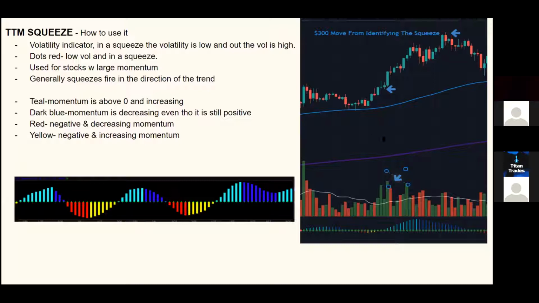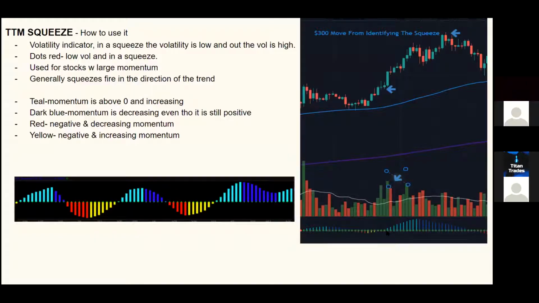So just for a quick example, this is from Bitcoin a few weeks ago. This is when it had a tiny little squeeze right here, nothing major, but what the green dots are indicating is that the squeeze is being fired. And then if you look at it, the volume is coming in, so that's another confirmation. The large volume's coming in and the squeeze is being fired to the upside. So it's a bullish squeeze being fired.